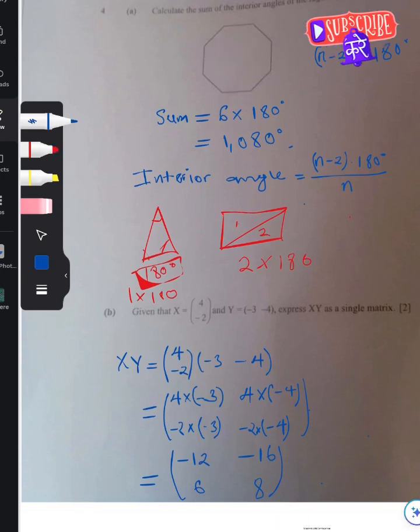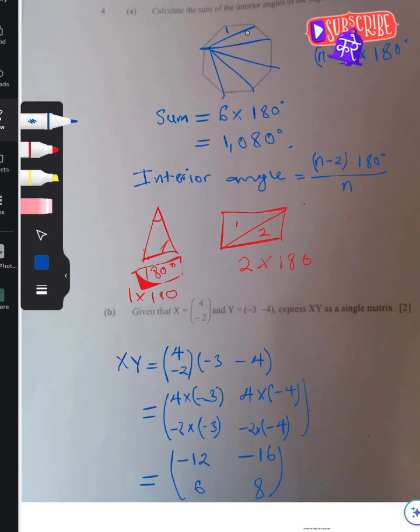With that said, we are going to draw triangles in our polygon. So this is first triangle 1, another one 2, another one 3, another one 4, another one 5.